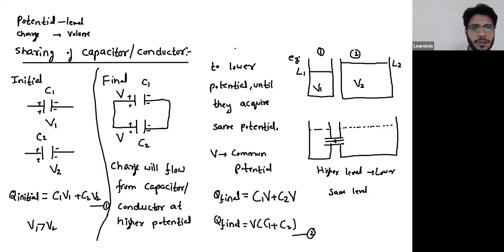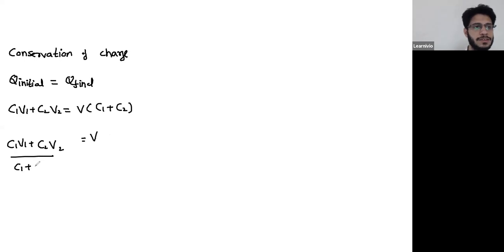So you're supposed to calculate this common potential. To calculate this common potential, we can use conservation of charge. So that's Q initial, and that's Q final. Q initial is C1 V1 plus C2 V2. Q final is V times C1 plus C2. So your common potential comes out to be C1 V1 plus C2 V2 divided by C1 plus C2.